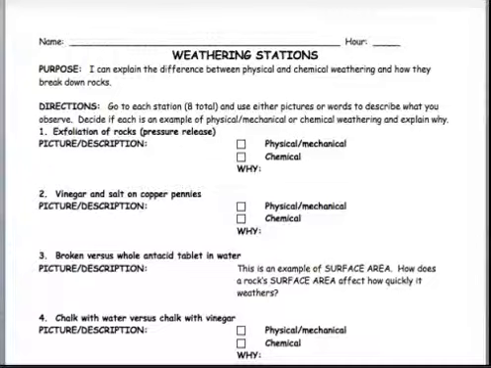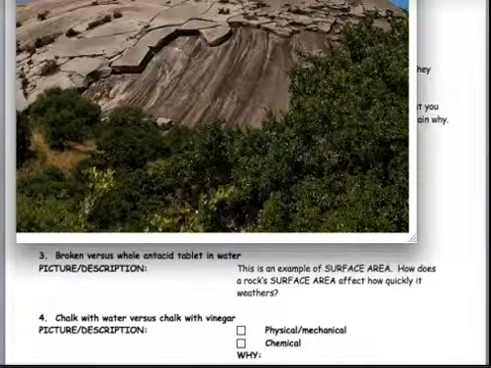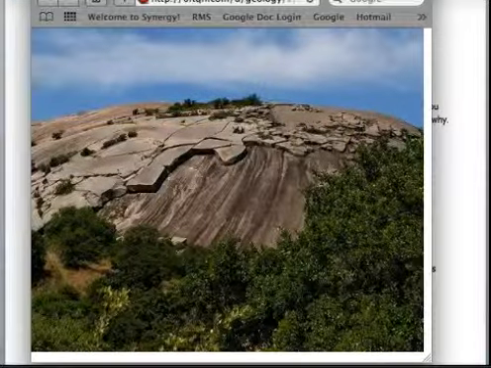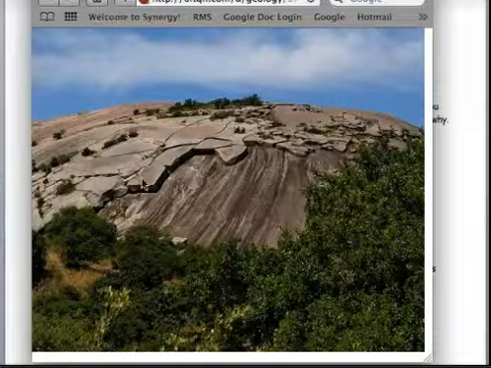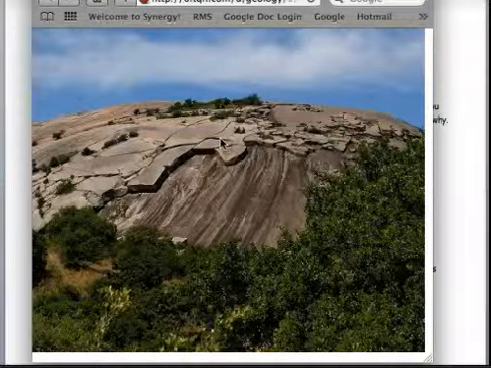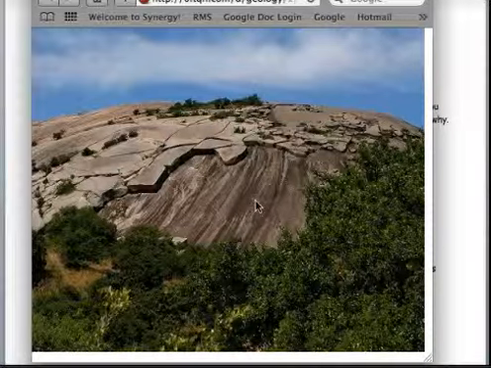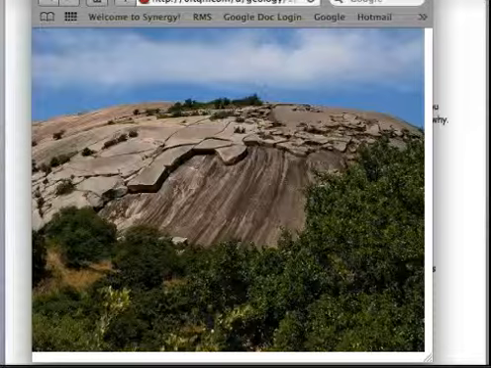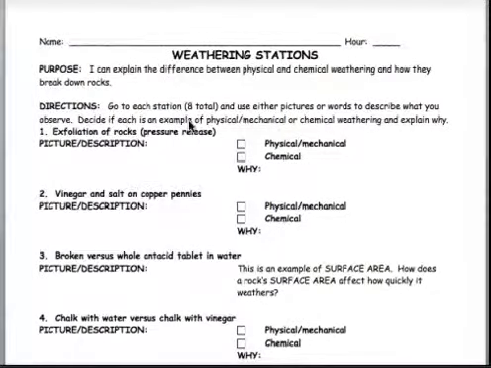So let's get started. The first one is exfoliation, and I do have a picture of exfoliation here. So this is exfoliation. These pieces of rock are coming off from the large rock. Again, if you have your notes, you're going to have to look up what exfoliation is if you can't remember. And once again, once you look at this picture, decide whether it's physical or chemical weathering, write down why, and describe what's happening or draw a picture of it.